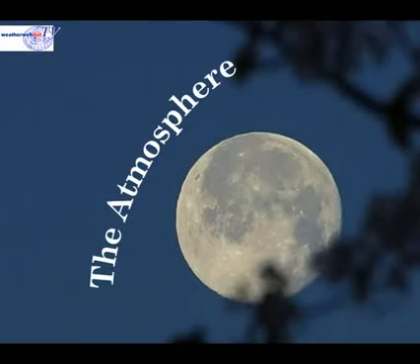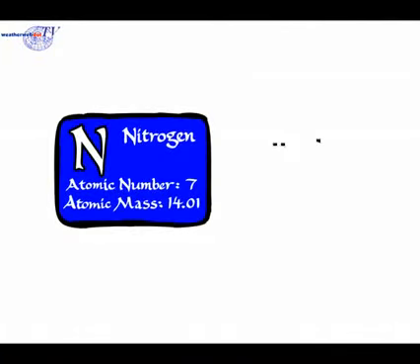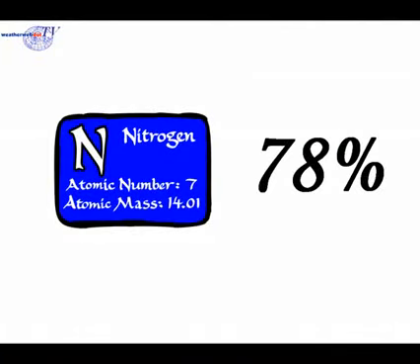In this video we're looking at what makes up the atmosphere. The Earth's atmosphere becomes more dense the closer you get to the surface of the Earth. There are many gases within the atmosphere. Nitrogen is the most prolific of these, making up 78% of the total volume of gas in the atmosphere.